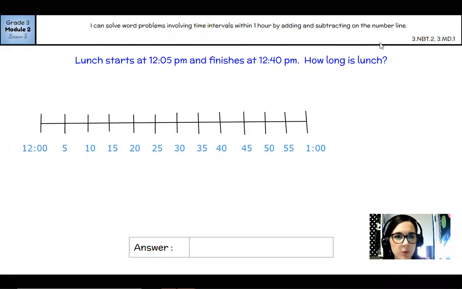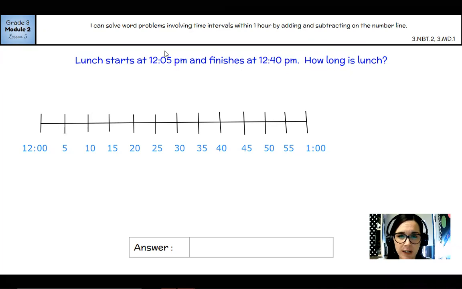Okay, here's our next word problem. Lunch starts at 12:05 p.m. and finishes at 12:40 p.m. How long is lunch? Oh, well, you know what? This is a nice and easy one because all of these, 12:05 and 12:40, 5 and 40, we both say when we count by fives. They're already written on the number line I created.